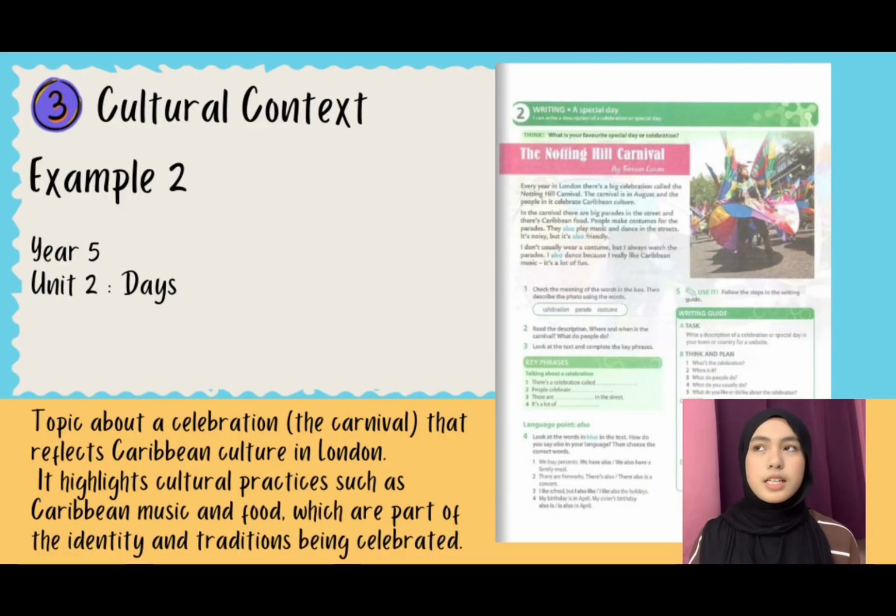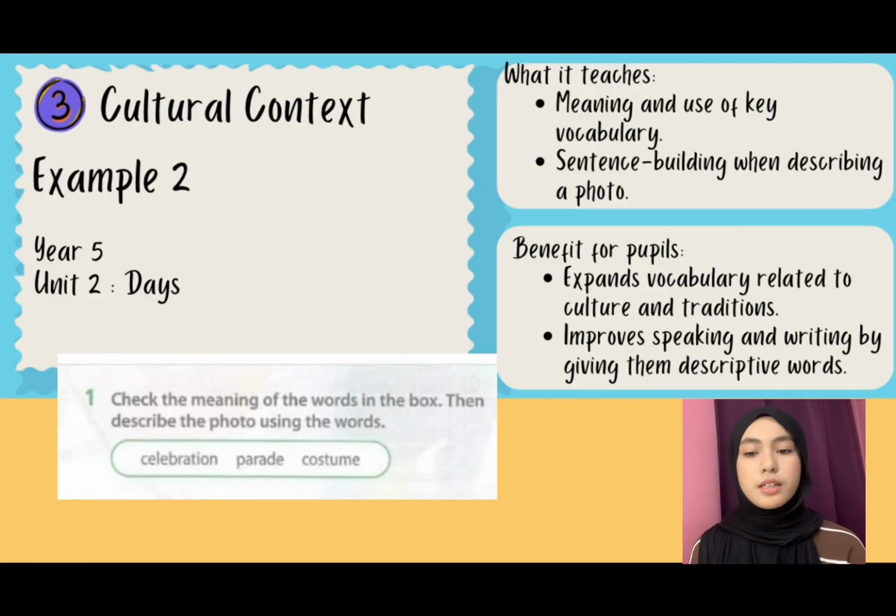So, this lesson does not only teach English language skills, but it also allows pupils to learn about the multicultural society in London, which promotes respect for other cultures. This is the first activity from the same unit. So what does it teach? First, meaning and use of key vocabulary. In this lesson, pupils start with the key vocabulary, which are celebration, parade, and costume.